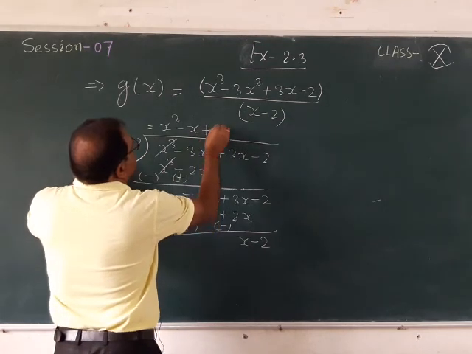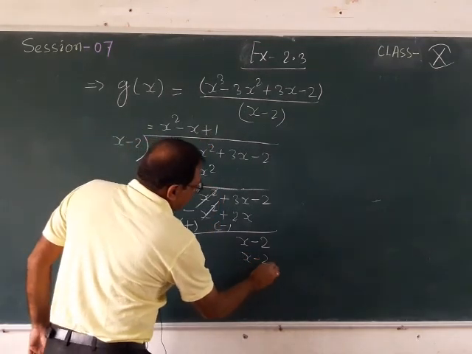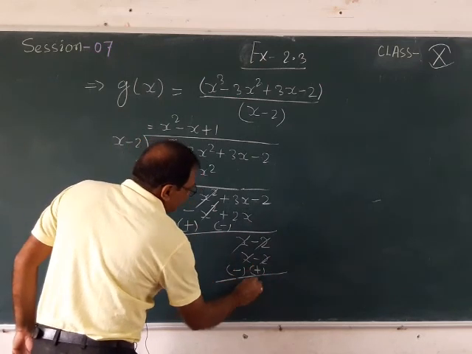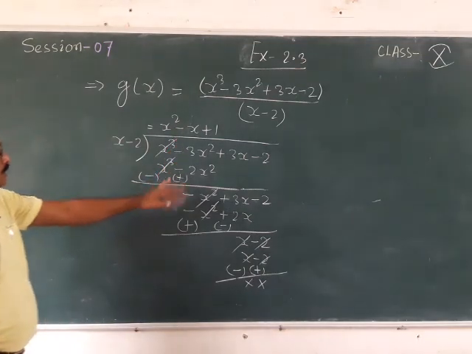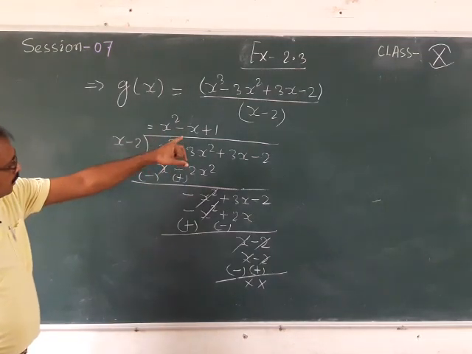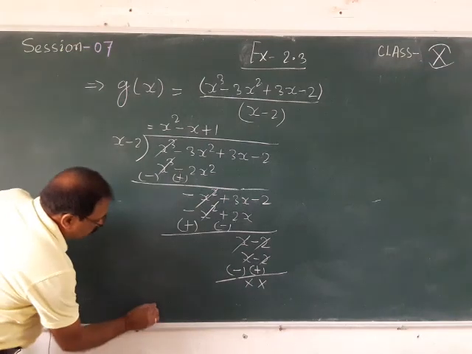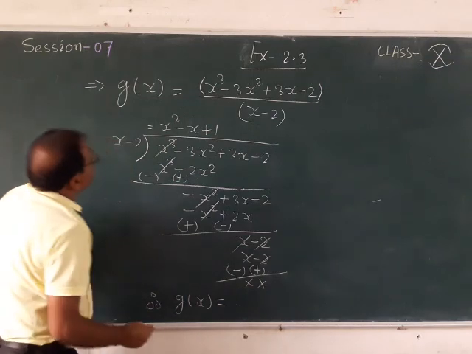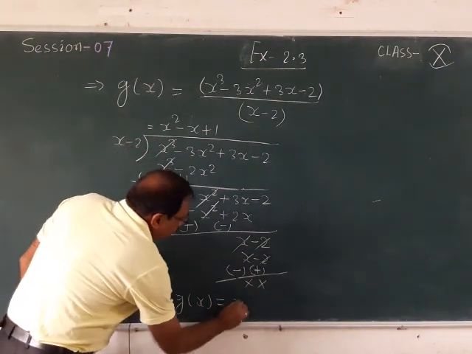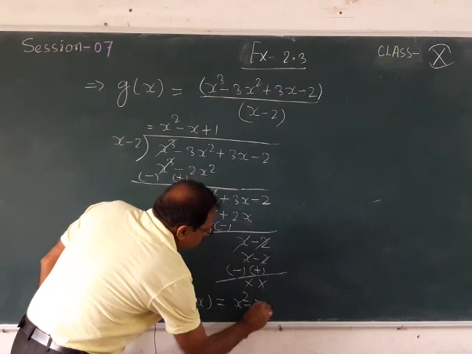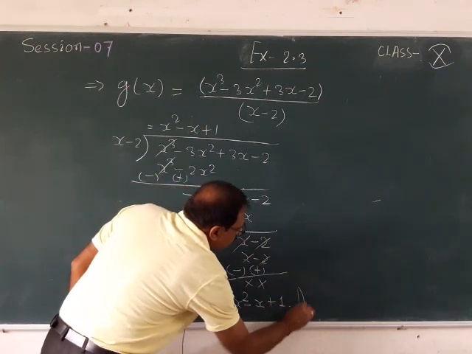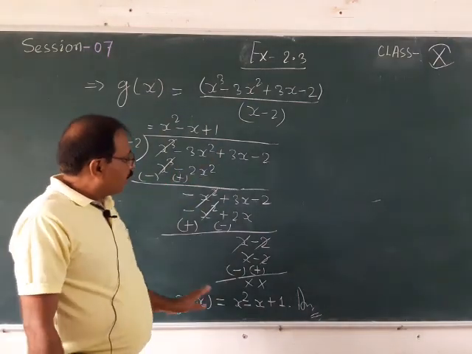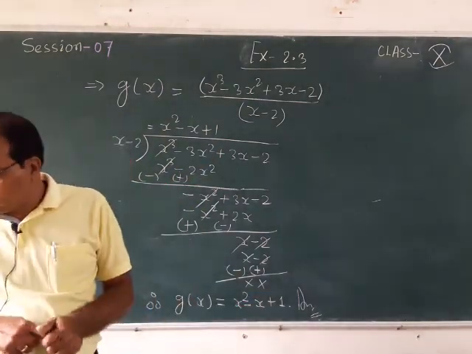Now I can write here plus 1, then you will get x minus 2 here, minus, and here its sign becomes plus. So it is cancelled. That means your quotient is coming here x square minus x plus 1. Therefore, you can write that your g(x) is x square minus x plus 1. In this way, you can calculate your g(x) over here. So this is the solution of this question number 4.